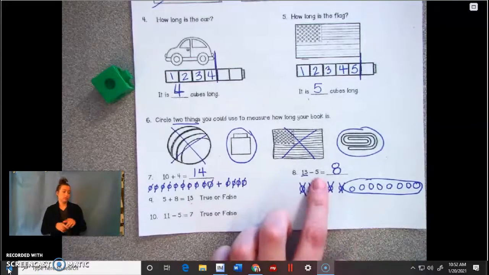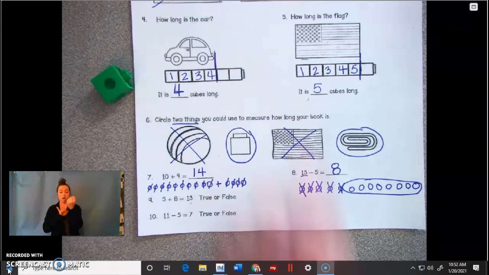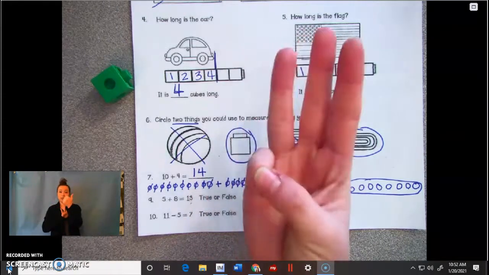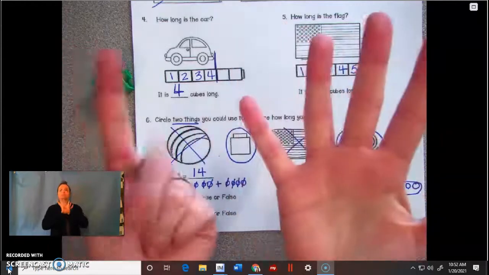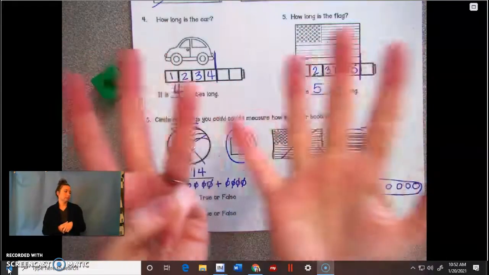I could also start at 5 and count up. So I could say 5, and I would hold that in my head and count until I get to 13. So 5, 6, 7, 8, 9, 10, 11, 12, 13. I would get the same answer of 8.